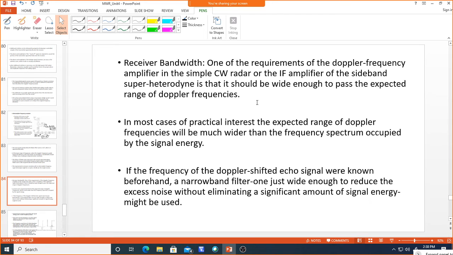But in most practical cases, the expected range of Doppler frequencies will be much wider than the frequency spectrum occupied by the signal energy. Practically, when you transmit the signal and receive the echo signal, the range of the Doppler frequencies will be much wider compared to the signal frequency which is defined. Knowing the frequency of the Doppler shifted echo signal beforehand is not possible in a practical scenario.